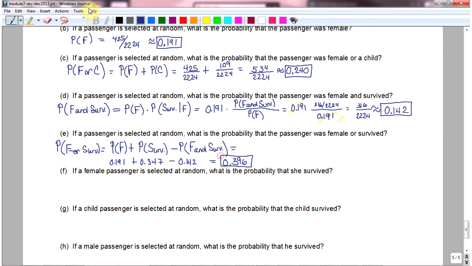Okay, so let me write my squiggly lines here because we had already rounded those values. So this is just to signify it's not exact.